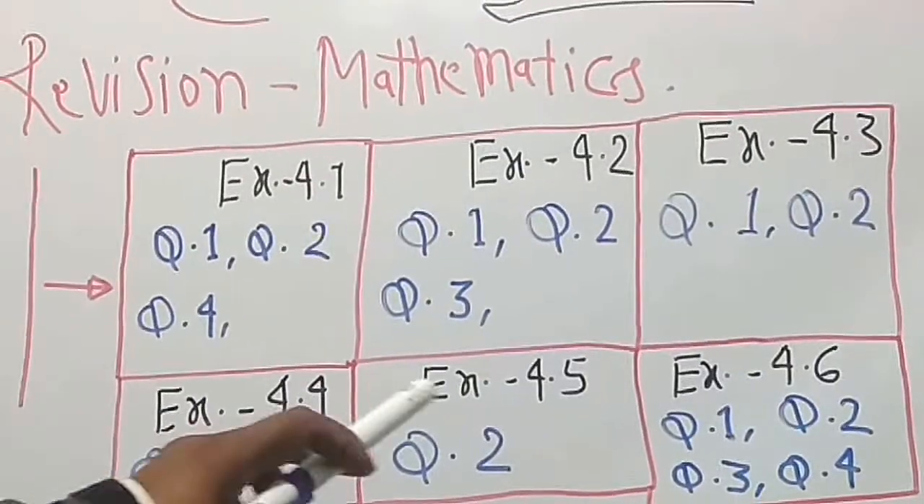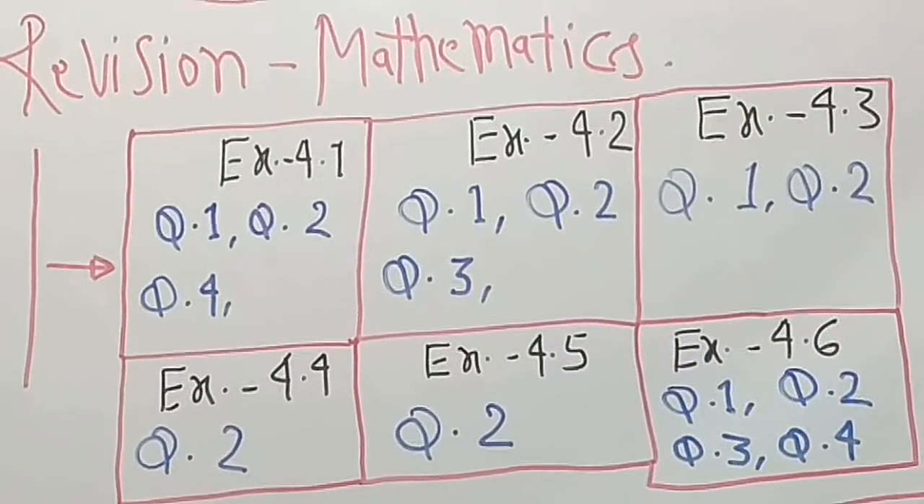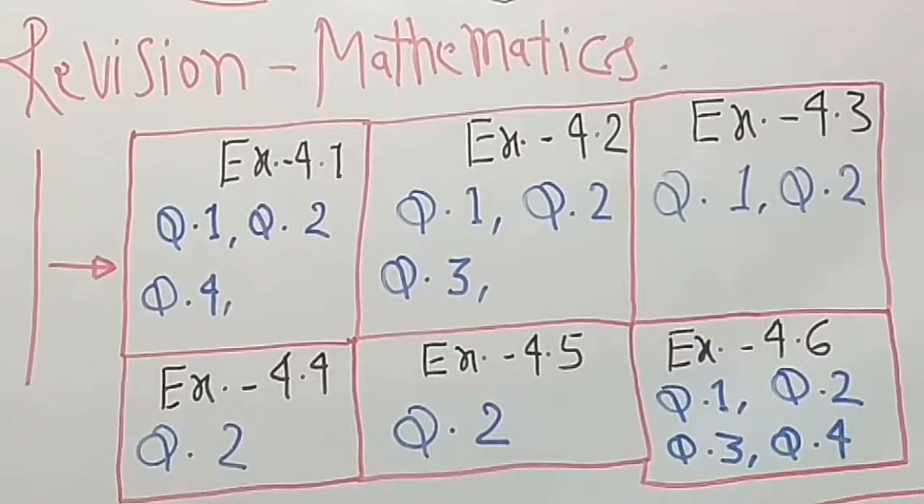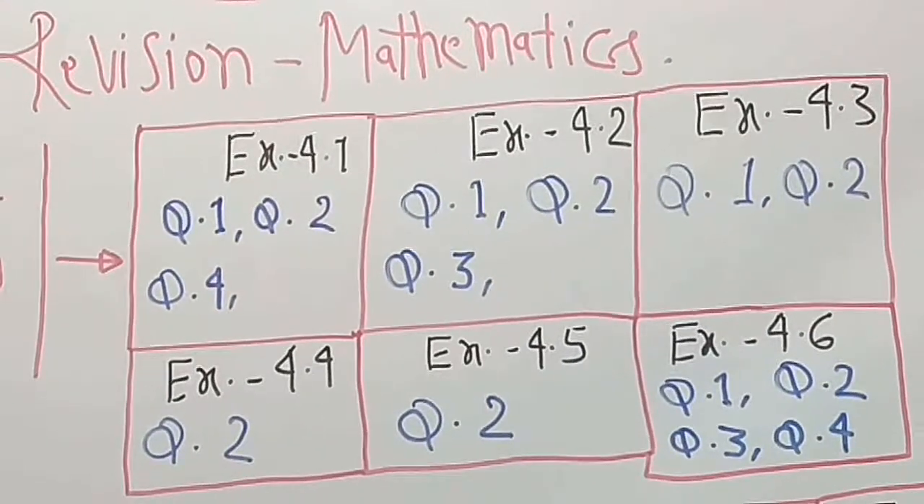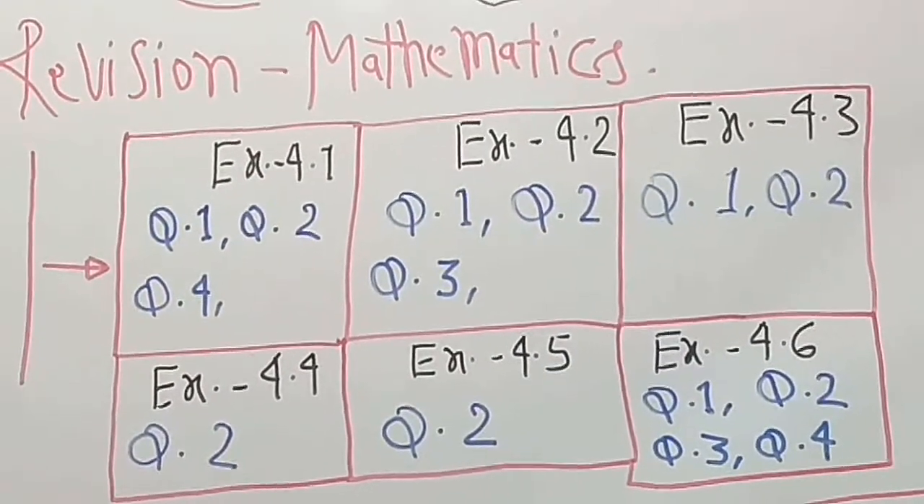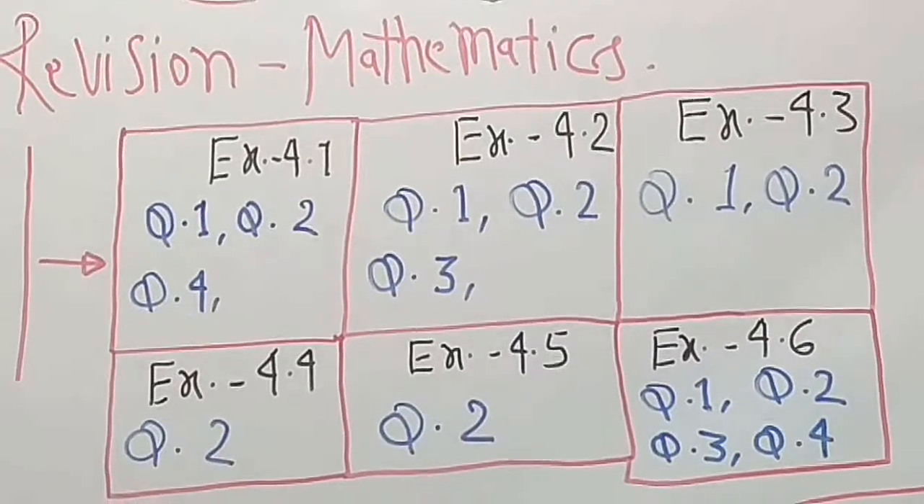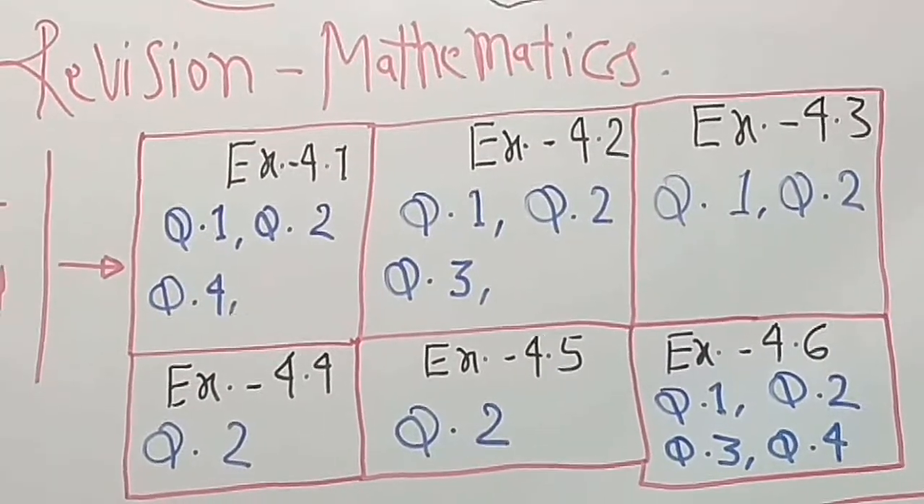In exercise 4.5, question number 2 is important. Question number 2 is draw a rough sketch of a quadrilateral KLMN and state some points, like opposite sides, opposite angles, adjacent sides, adjacent angles.